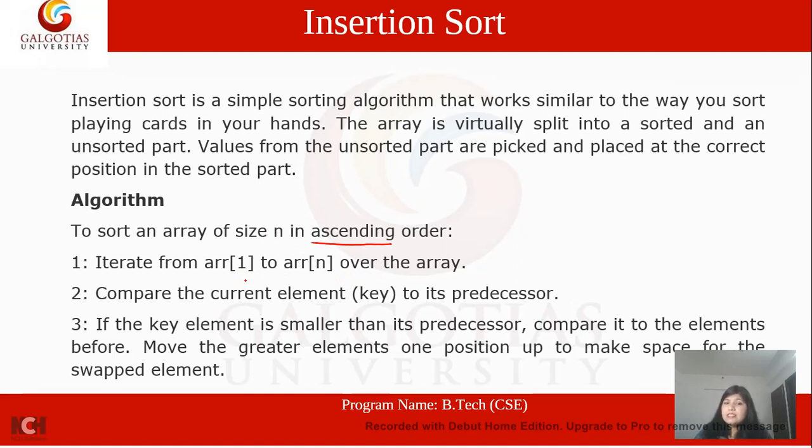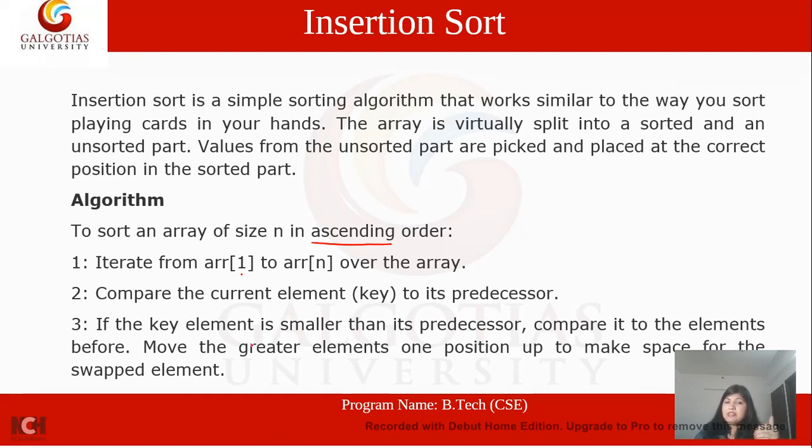We have earlier discussed that the index value of the first element of an array starts with 0. But here we are writing the index value as 1. Why are we doing that? Because we need to compare the current element with its predecessor. So the idea is that we will iterate from 1 to the nth element of the array, and the first element, which is at array index 0, will be compared as a key.